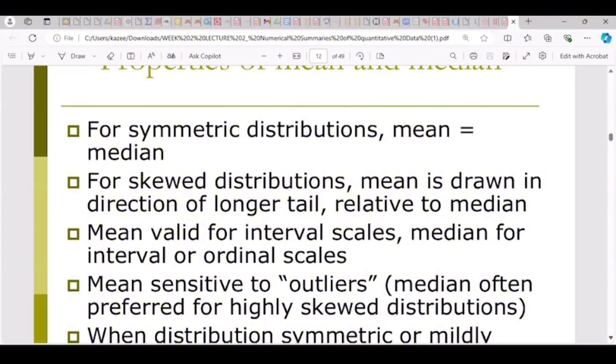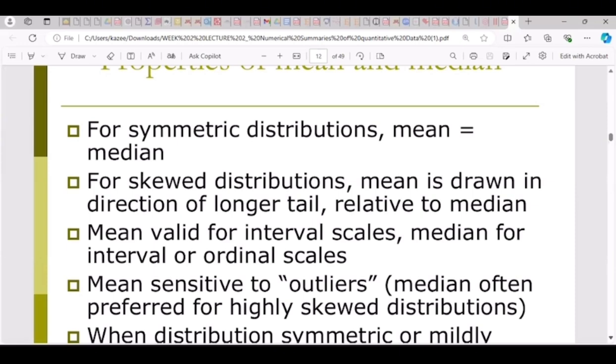How do we deal with outliers? An outlier is a problem. An outlier is a data point that could cause problems. Outliers induce skewness, and the mean is sensitive to outliers. Why? How? When I want to compute the mean, I'm going to add all the observations, including the outlier.